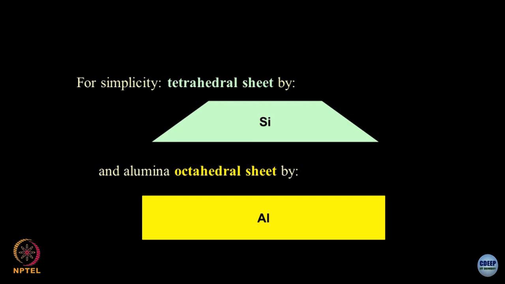A tetrahedral sheet is normally depicted like this, all right, a rhomboid, and silica, because remember there is a third dimension also associated with that which goes up to infinity. So all these minerals will have infinite length compared to their thickness and height. And this is the alumina octahedral sheet, yellow color, clear?